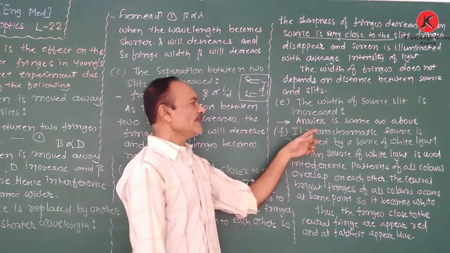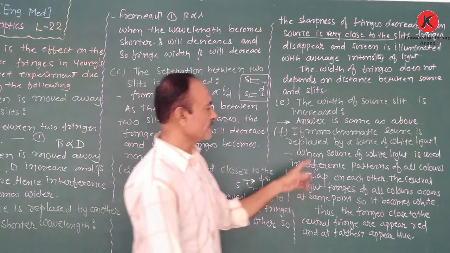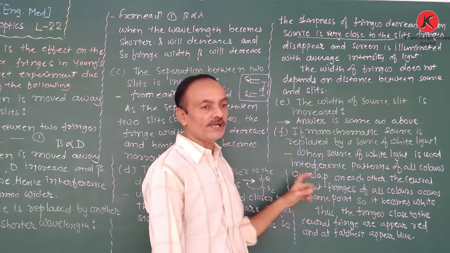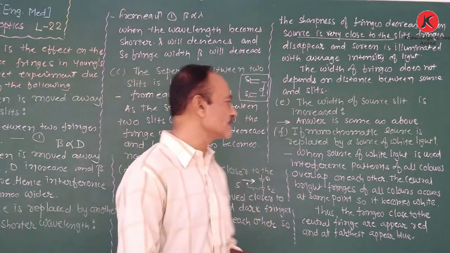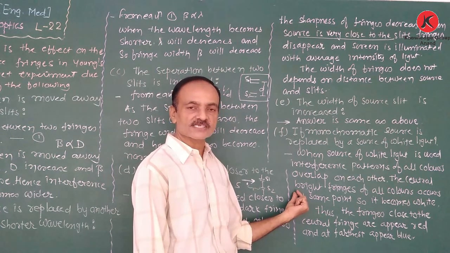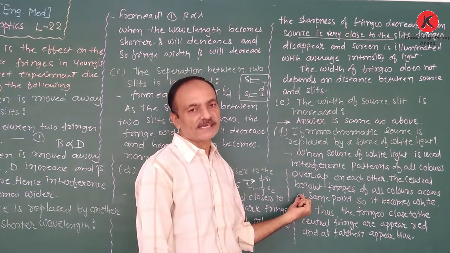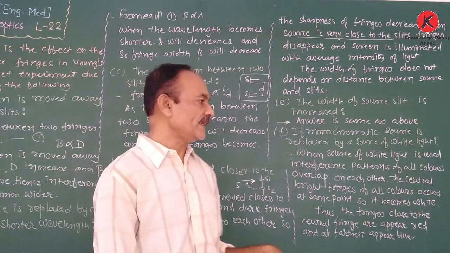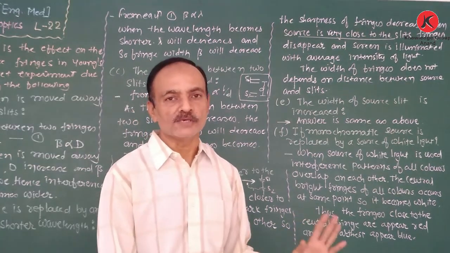Again, if the monochromatic source is replaced by a source of white light, what happens? When the source of white light is used, the interference patterns of all colors overlap on each other. So the sharpness of the fringes decreases. The central bright fringes of all colors occur at the same point. Therefore, the central fringe becomes white. Now, close to the central fringe, we obtain the red fringes, and at far distance, the fringes become bluish.